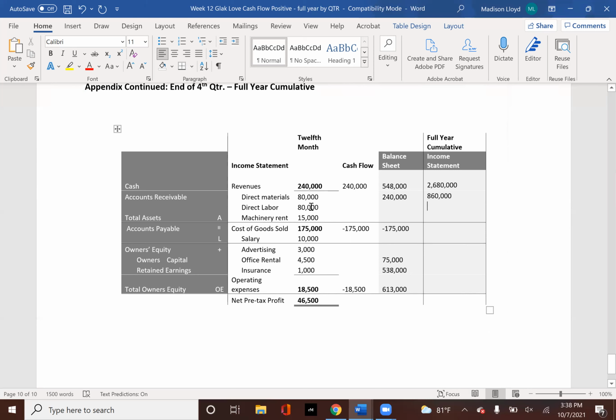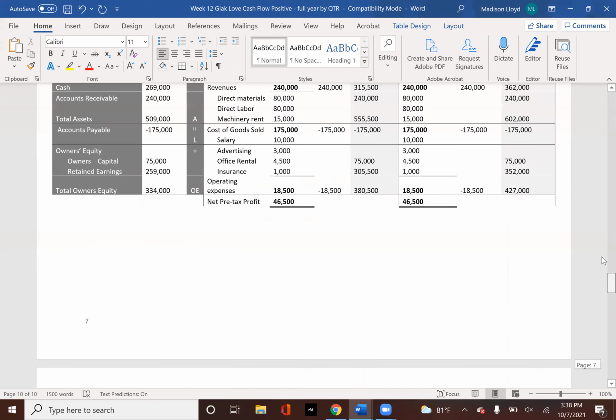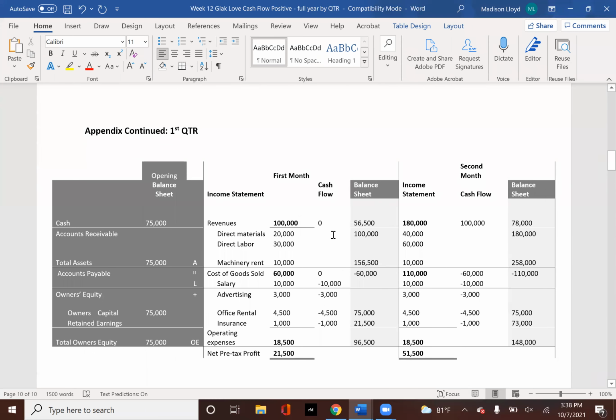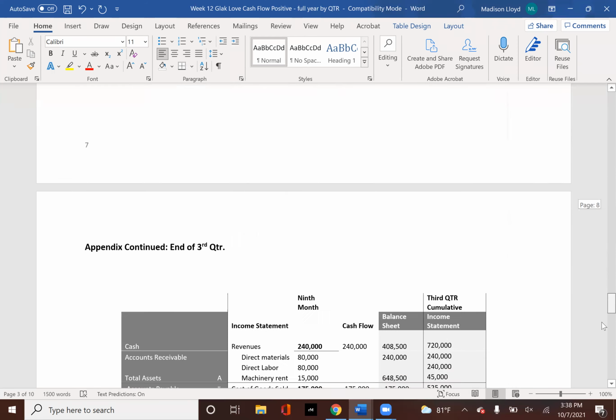Direct labor, we have direct labor as the same for 10 months. $80,000 times 10 gives you $800,000. Scroll up to your first and second month. Your direct labor for them is 800,000 plus $30,000 for your first month's direct labor. And you're going to add 60,000 for the second month's direct labor. $890,000.